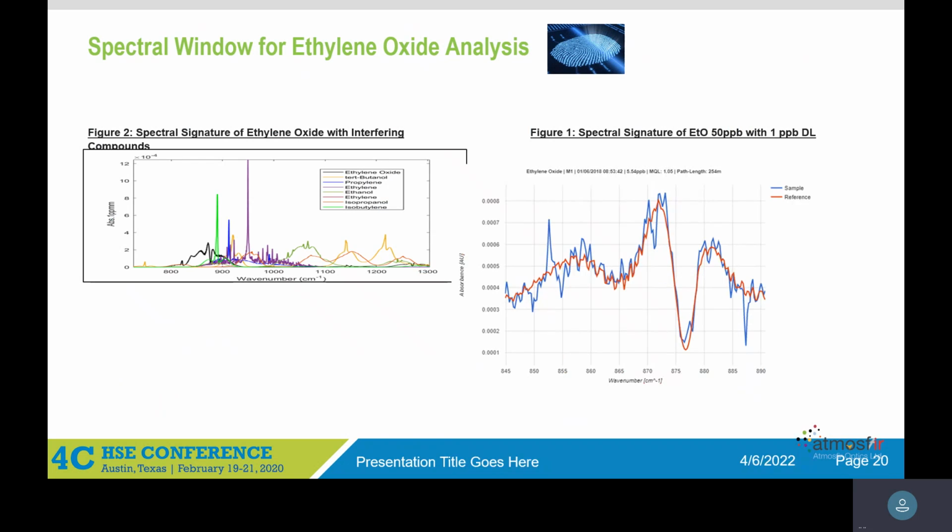So what we can see is all the chemicals that are usually in a manufacturing site, and you can see the mass, and the idea is how to separate it. But after we separate it, then you can see the picture of that. Here is a Texas campaign that we did, and we are talking about a concentration of ethylene oxide of 5 ppb, with a detection limit of 1 ppb, and the path length was 250 meters.